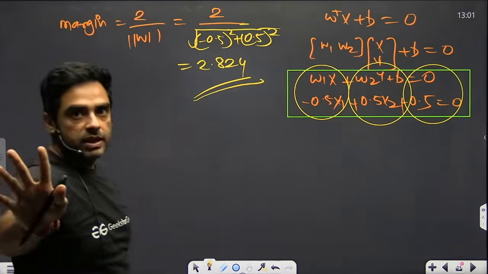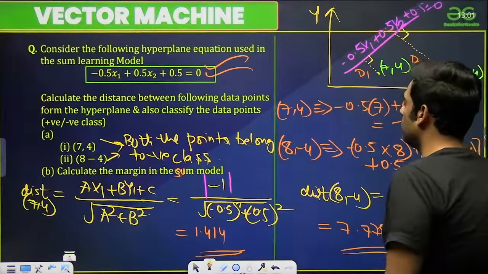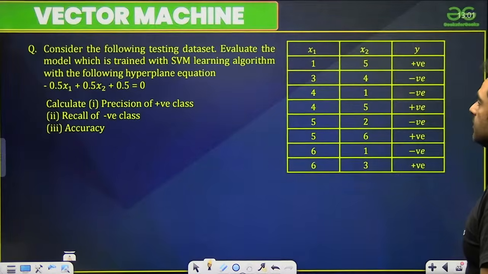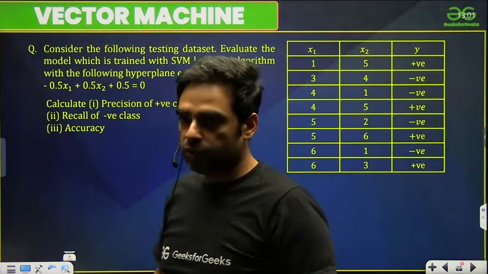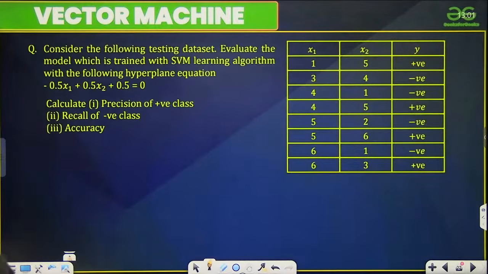Okay, let's do one last question from my side on this concept. This question would test you on the concept of evaluation matrix along with the support vector machine. Very good question, I would rate it as a very good question. It tests the concepts of support vector machine along with the evaluation matrix.